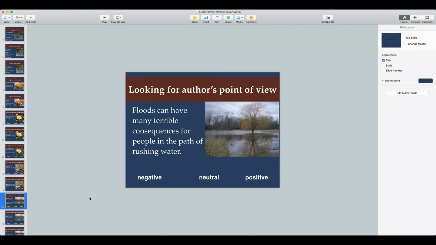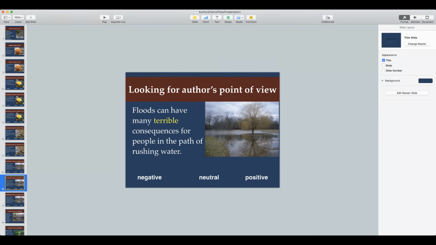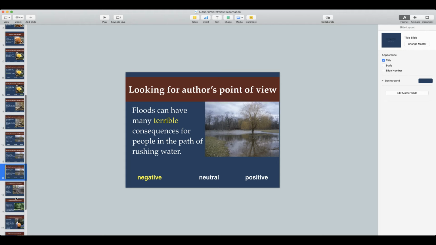Let's look at one more. Floods can have many terrible consequences for people in the path of rushing water. Do you see any negative or positive words being used? Or is this just fact? If you pointed out the word terrible, we can pretty much figure that's a negative point of view because they're saying that this is not a good thing. They have terrible consequences, which may be true, but they need to give some more fact to that to make it more neutral. That's still a negative point of view.